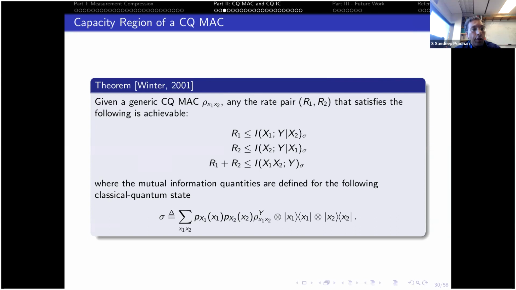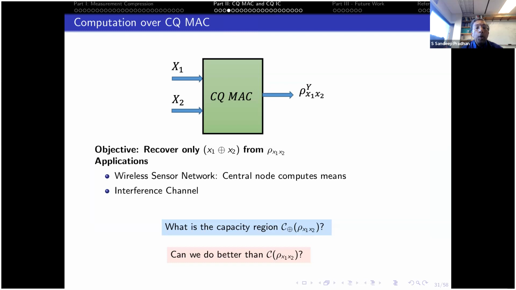So that is what we want to do now. We want to compute over such a channel. Suppose the objective of Bob is only to recover a function. Bob doesn't want x1 comma x2. Bob wants only a function. And you might wonder, where would you see these kinds of applications? Well, there are a lot of applications.